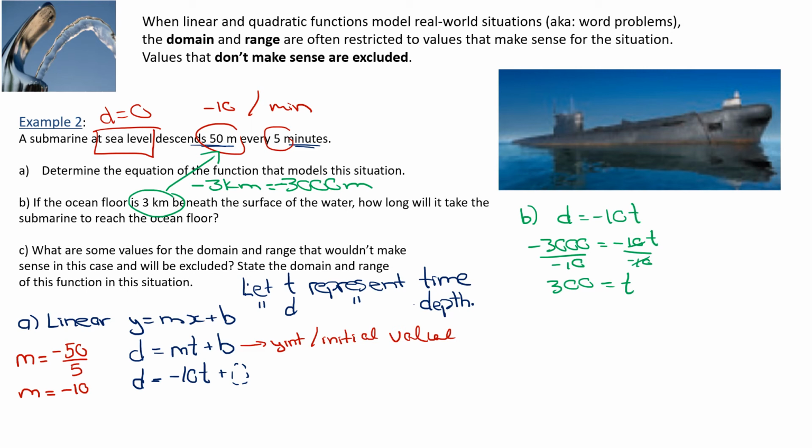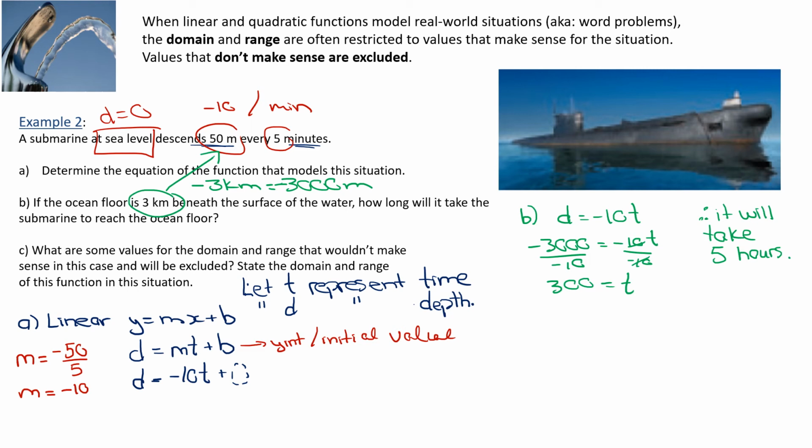So, how long will it take to reach the ocean floor? Therefore, it will take, so what is 300 minutes in hours? 300 divided by 60, because there's 60 minutes in an hour. It will take 5 hours. 5 hours for it to get to the ocean floor, assuming a linear descent, which is what we are assuming.